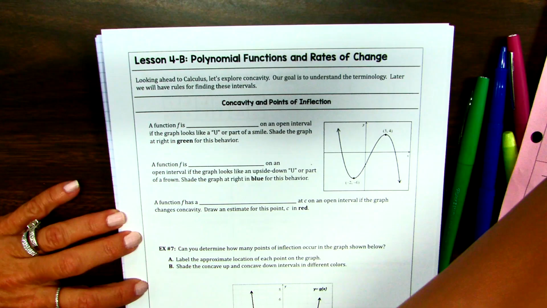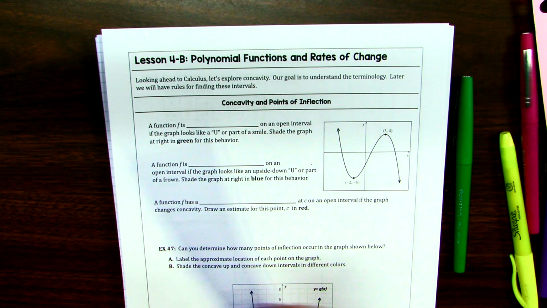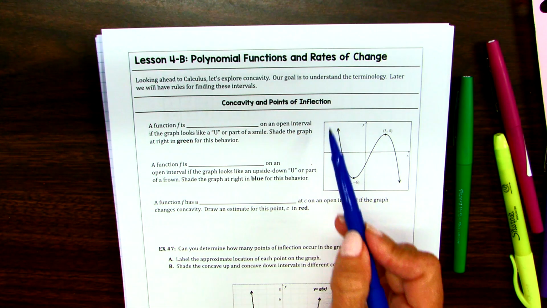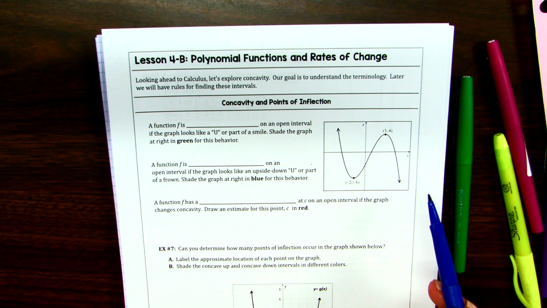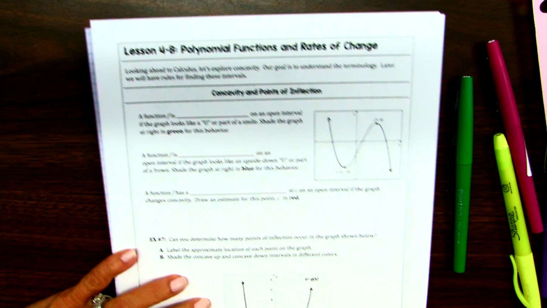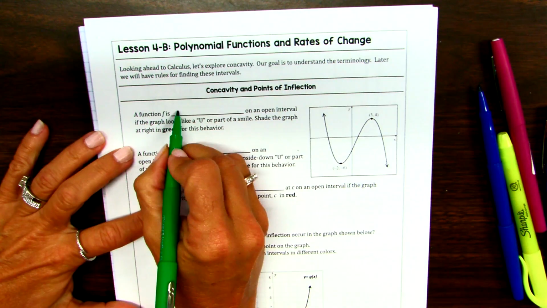Okay, so in this lesson, we're going to be talking about concavity again, right? And so looking at a picture of a polynomial, we're going to identify again where we're concave up and concave down, okay? So a function f is concave up.